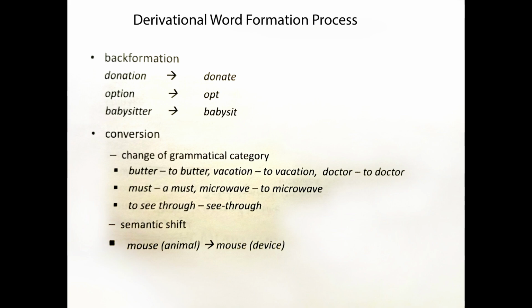So examples are like enticement, by shortening the back part ment, becoming entice. Surveillance, by shortening the back part ance, becoming surveil, right? Babysitter, by cutting off the back part er, becomes babysit. This is about the first part. The second part is that the grammatical function of the word changes. Mostly it's changing from a noun to a verb.